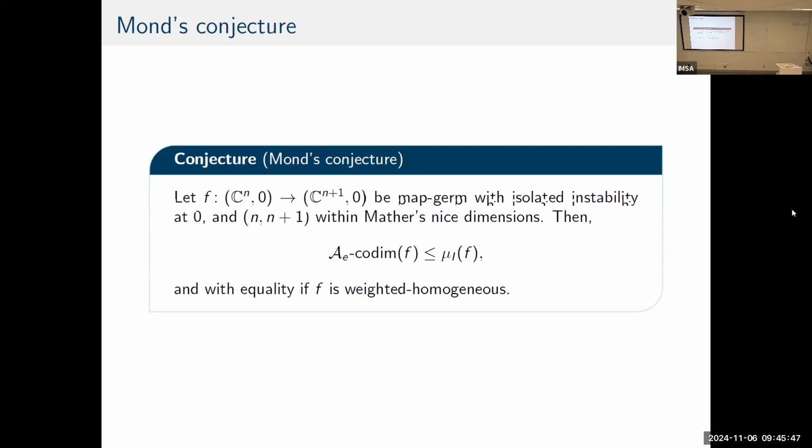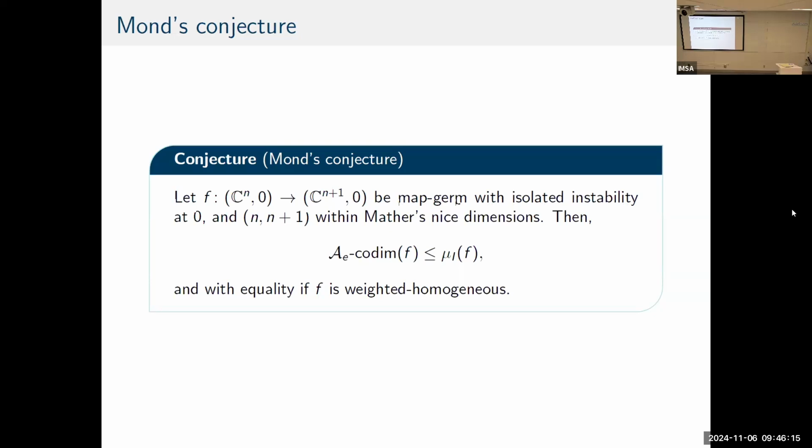And that was conjectured by David Mond in the 90s, and it is only known for n equals 1, 2, and some very few particular kinds of matrix. So for n equals 3 it is open. Yeah. So in the case of weighted homogeneous maps, the conjecture is that both are equal.